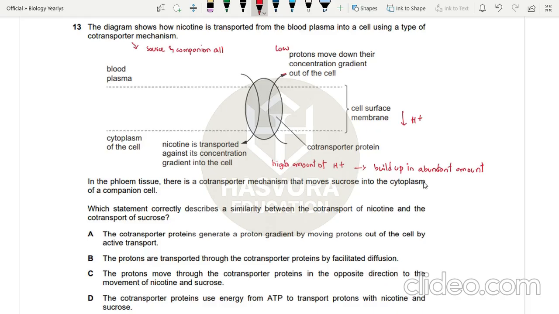So B is the correct statement, which says the protons are transported through the co-transporter proteins by facilitated diffusion, because we know that they are polar since they carry a plus ion charge, and also they are passive, so they will use facilitated diffusion. While you can have a look at the other ones: the cotransport proteins generate a proton gradient by moving protons out of the cell by active transport. We know that it is moving down the concentration gradient, so it will not be active transport.